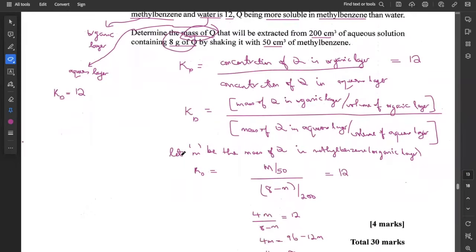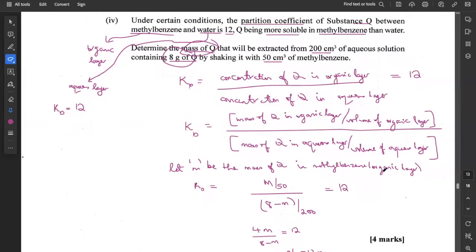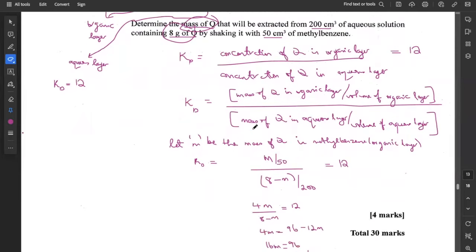So I said here, let M be the mass of Q in the methyl benzene layer or organic layer. That's what they're asking us to find: the mass of Q that will be extracted from the aqueous layer into the methyl benzene layer. So what we ultimately are going to get in the methyl benzene layer is a mass of M, and that's going to be in 50 cm cubed of methyl benzene.